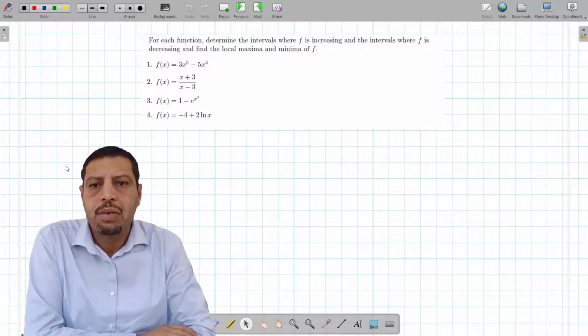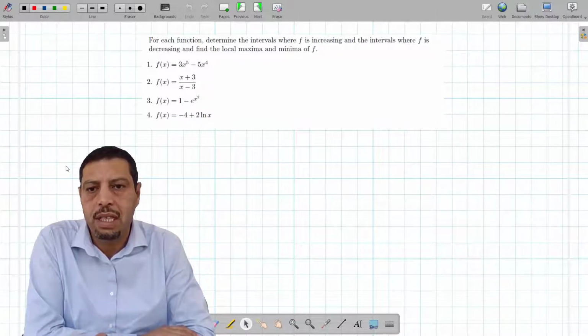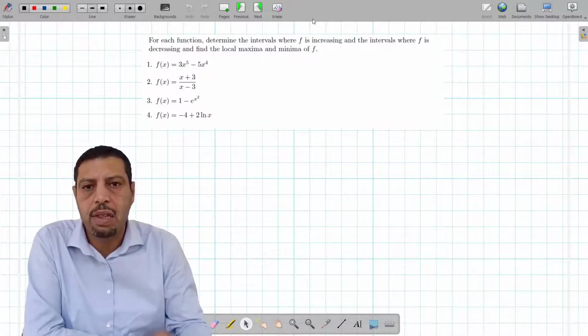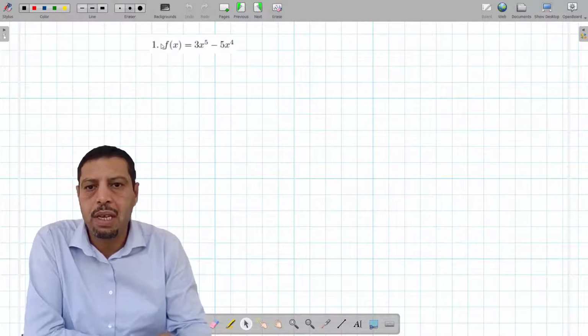Welcome to this new activity which is about optimization. Here we're going to determine the intervals where f is increasing and the intervals where f is decreasing, and find the local maxima and minima of f for each of these functions. So let's start with the first one, which is a polynomial function. F of x equals 3x to the power of 5 minus 5x to the power of 4.